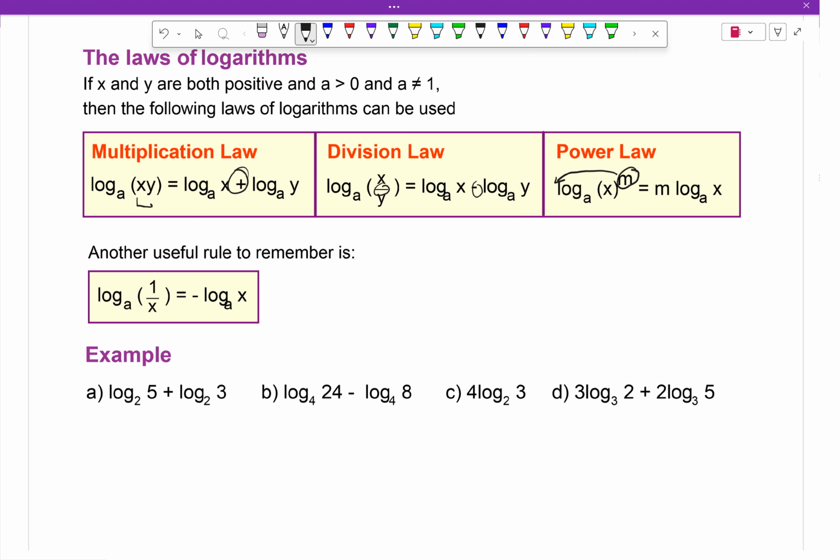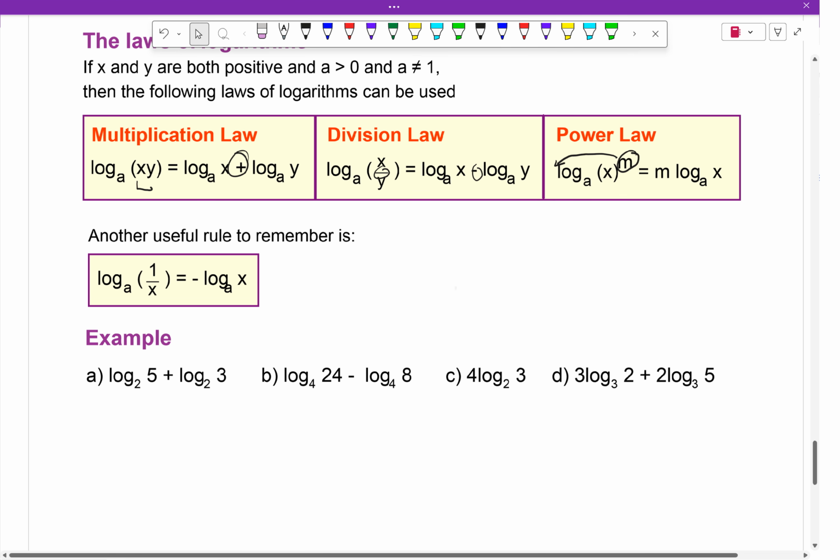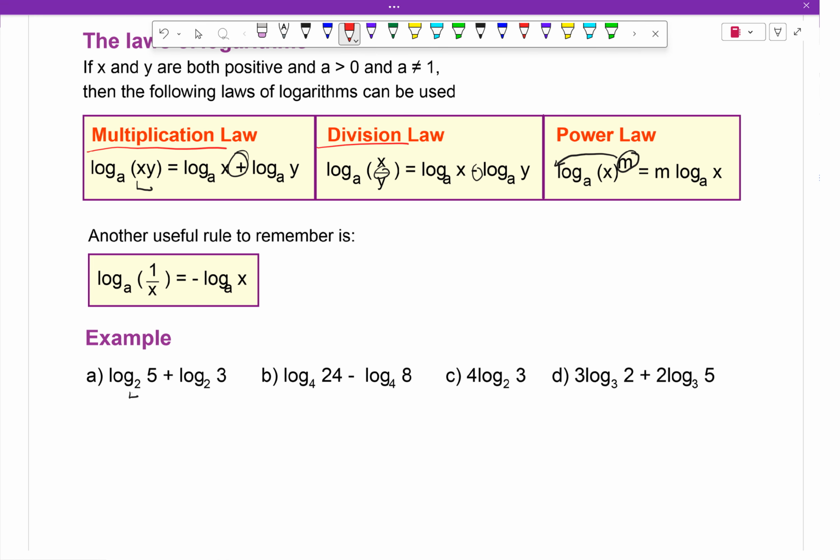Let's have a look. So let's simplify the following. There is also one condition: for the multiplication law and division law, the base must be the same. You cannot have base 2 and base 3 multiplied together or divided together. So let's have a look. We've got log base 2 of 5 plus log base 2 of 3. So it becomes log base 2 of 5 times 3, which is the same as log base 2 of 15.